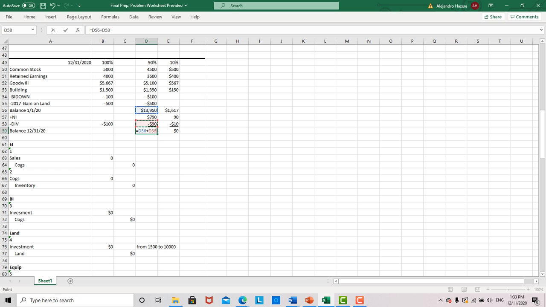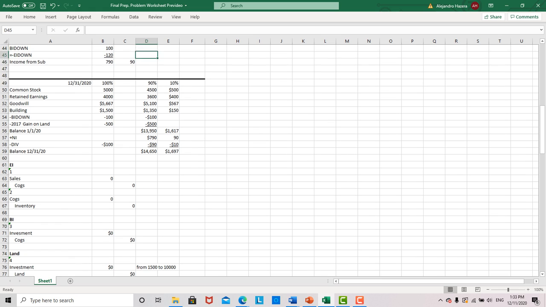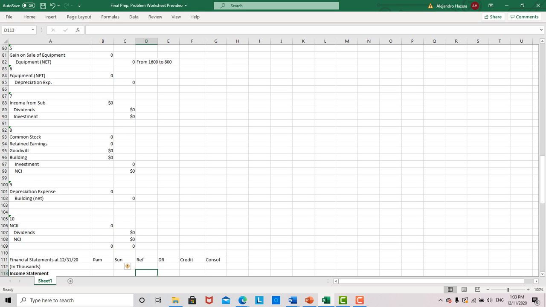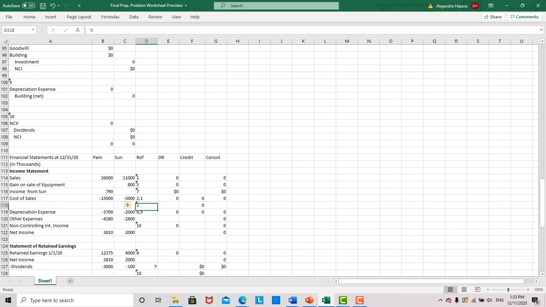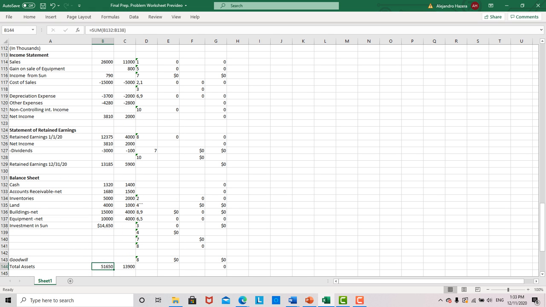Okay, so your investment account should have 14,650, and your non-controlling interest is 16,790. So there's two items we have to match. Let's make sure that the income is 790 and the investment account is 14,650 on the income statement and balance sheet respectively. There's your 790 from the equity method, and there's your 14,650. They match, so far so good.